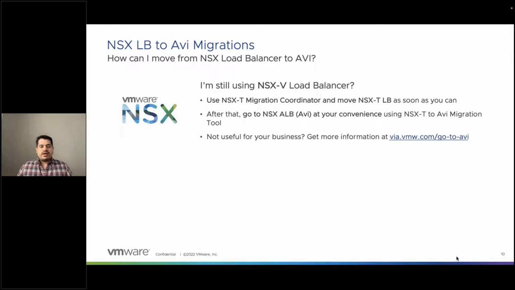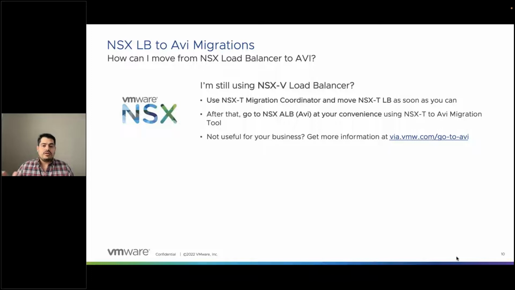Then, when you are running on NSX-T, your load balancing services are going to be working, so that is not going to be broken. But when you feel comfortable to move those services to Avi, you can run the tool that we are going to release. We are releasing this tool to move services from NSX-T to Avi. So that is going to be a two-step migration from V to T and then from T to Avi.